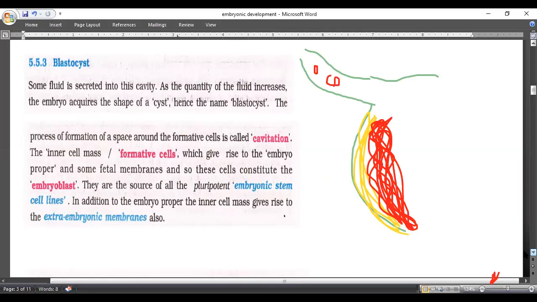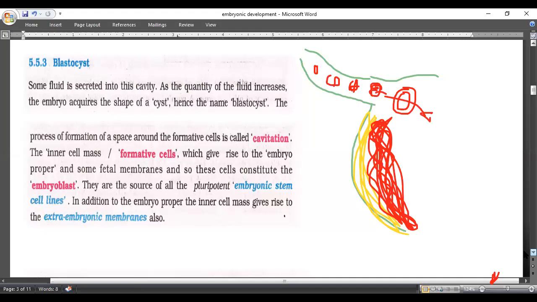Zygote, 2 cell, 4 cell, 8 cell, morula is formed. Then the morula turns into the blastocyst. All these events are happening here. That means when the development is going on, from the fallopian tube to the uterus, it is moving. Okay, so now some fluid is secreted into this cavity.